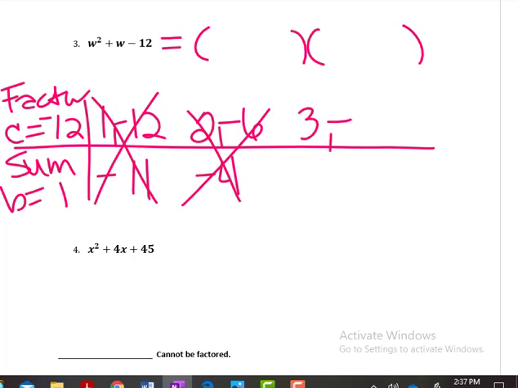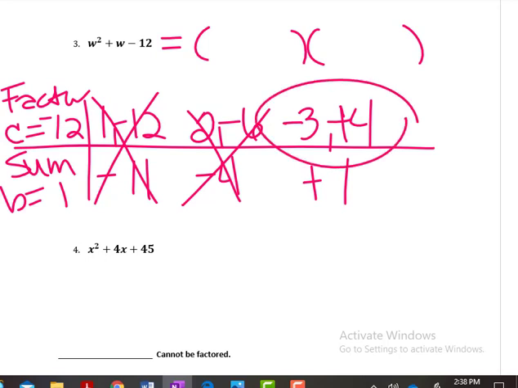3 and a negative 4, their sum gives me a negative 1. That's close, but I don't need a negative 1. I need a positive 1. So I'm going to change the 3 to a negative 3, the negative 4 to a positive 4, and their sum will be a positive 1. These are my values. So the answer is w minus 3, w plus 4.